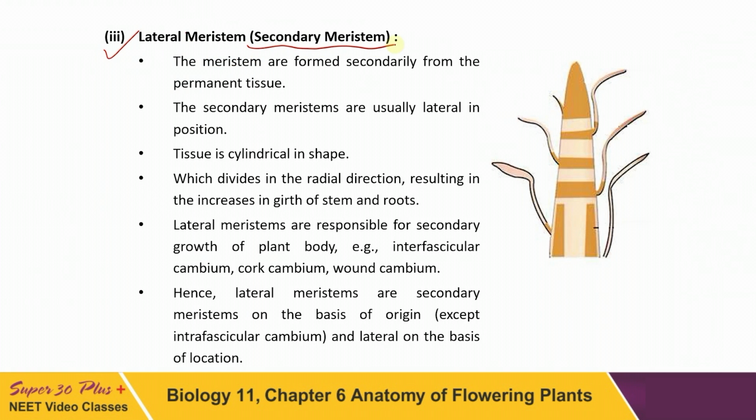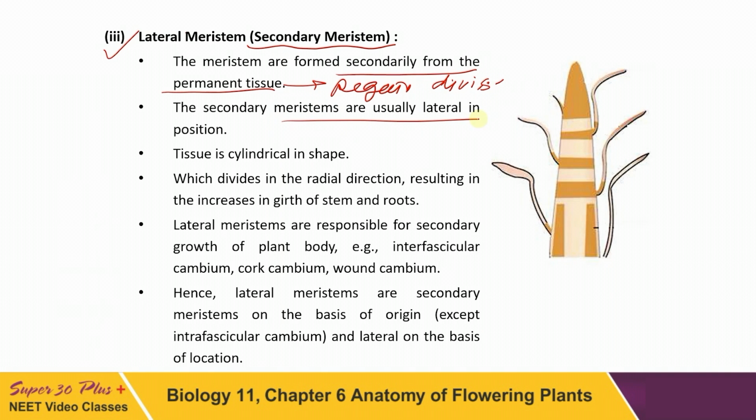This is secondary meristem. This is formed later on. Meristems are formed secondarily from the permanent tissue. You see, permanent tissue has lost the capacity of division, but in some cases, permanent tissue will regain the capacity of division, and that will become lateral meristem.